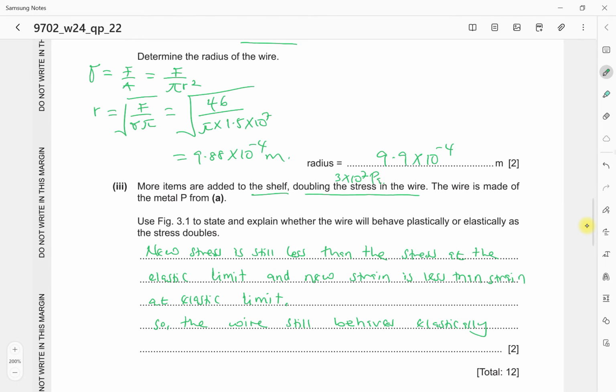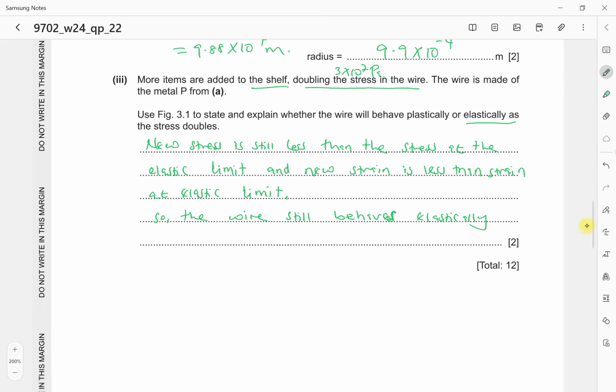If the stress had gone beyond the elastic limit, then the wire would behave plastically, but because the stress is still less than the stress at the elastic limit, then the wire can still continue to behave elastically as before.